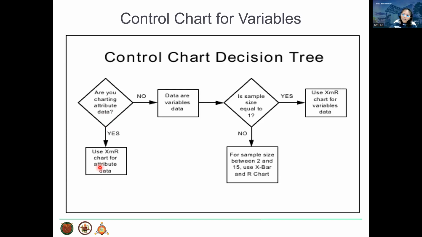Ayun. So, pag yes, you can use the XMR. Pag no, data are variables data, obviously. And then, is sample size or is the number of observation per day 1? So, kapag 1, yes, use the XMR. But if it's not, you can use the X bar R chart or the X bar S chart. Okay? Klaro? Gets ba yun? Ayan, so ganun gumawa ng mga charts.